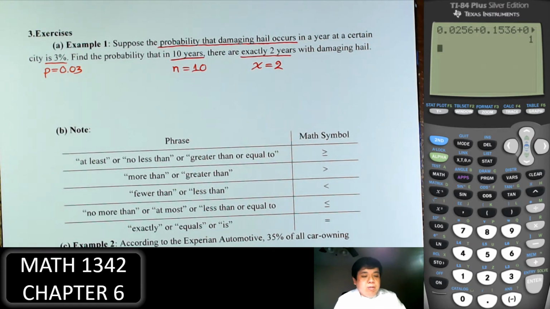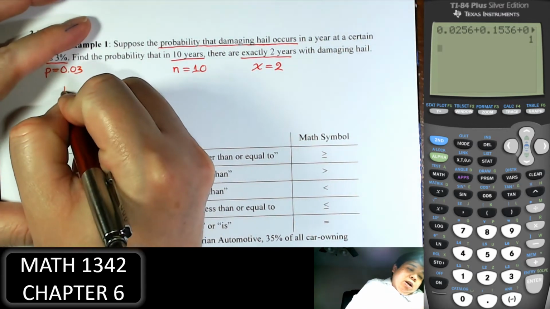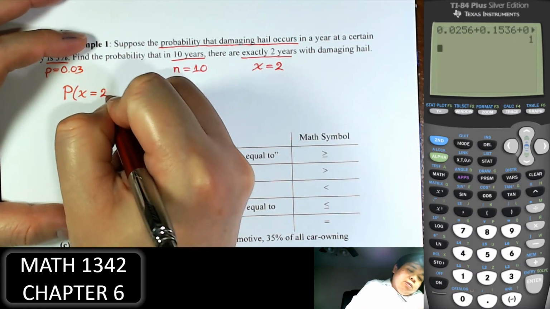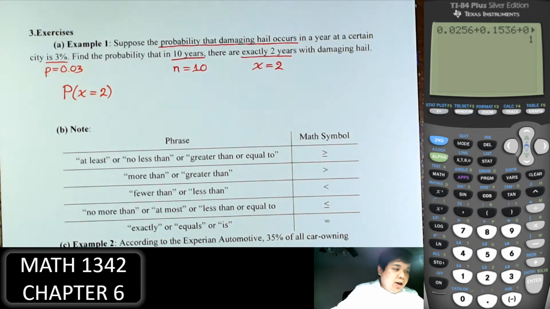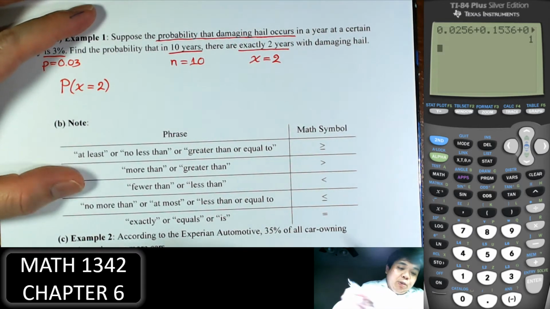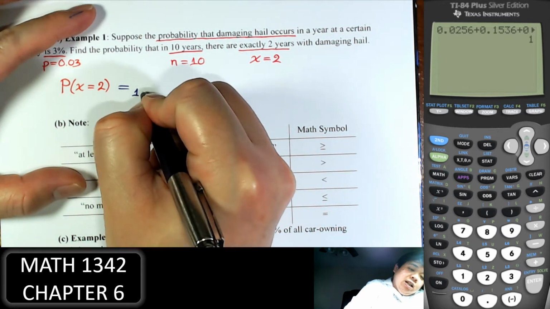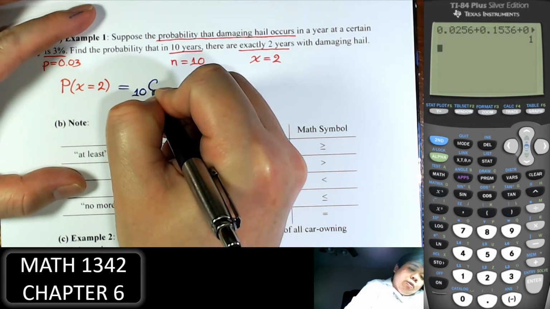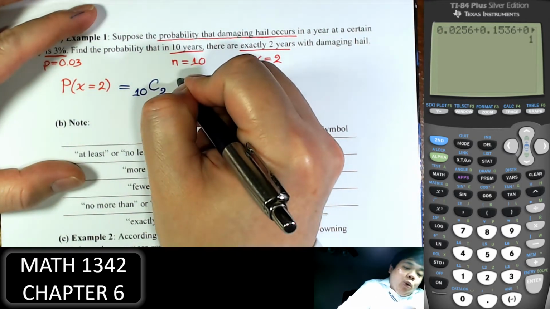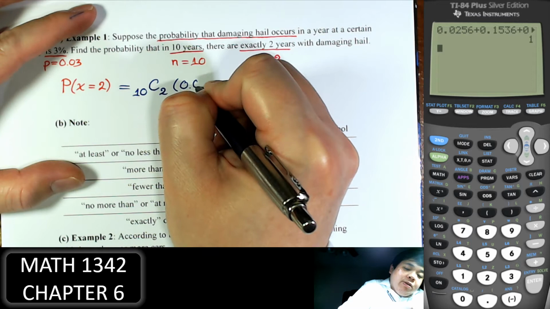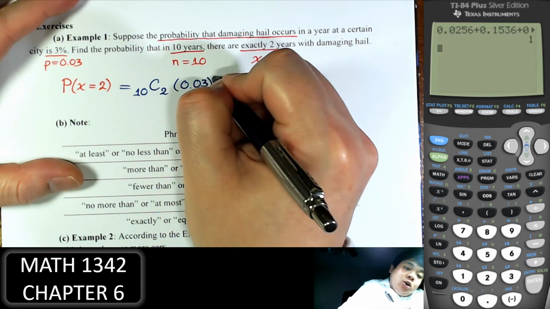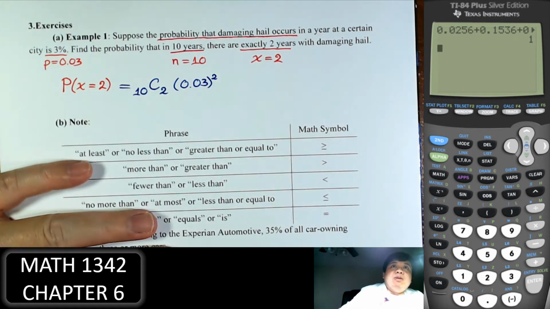Yeah, so pretty much that. So now we have the probability of getting exactly 2. Right, so that means if we use a formula, there are 10 years, we're going to pick 2 of them to have damaging hail, right? And when we have damaging hail, the probability of that is 0.03, and there are 2 of them that have damaging hail.